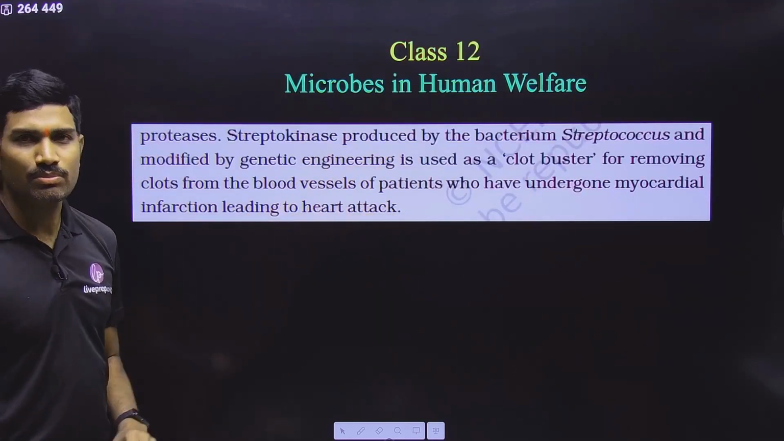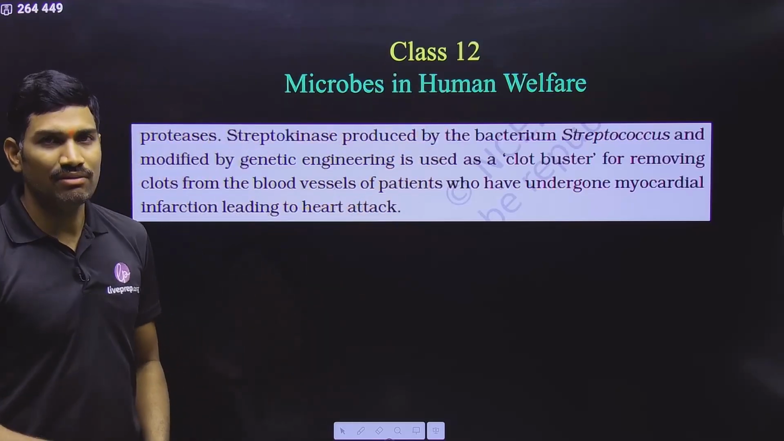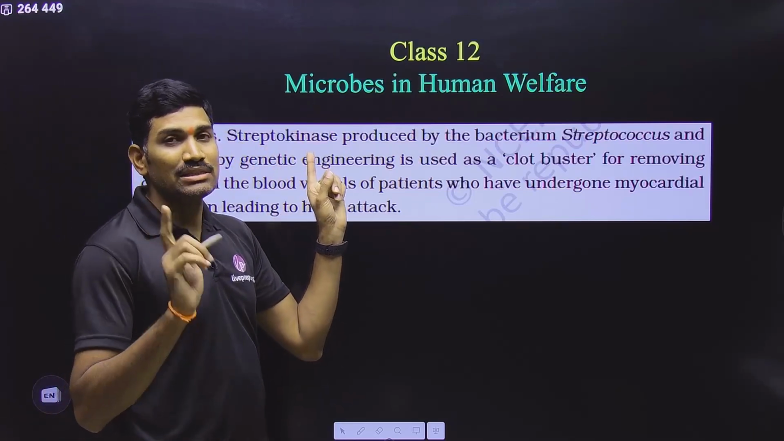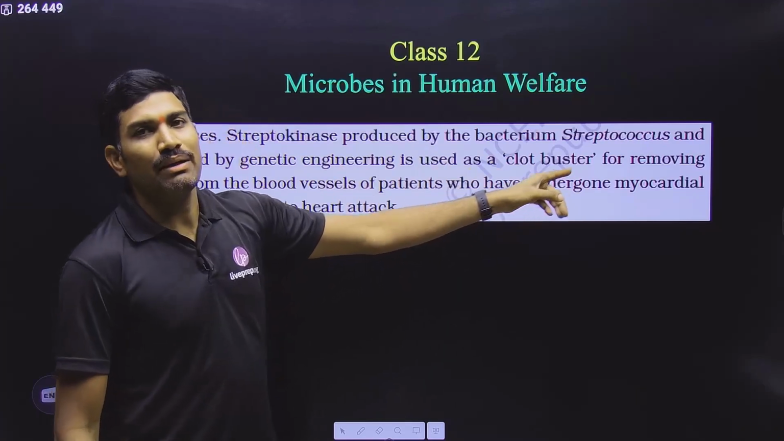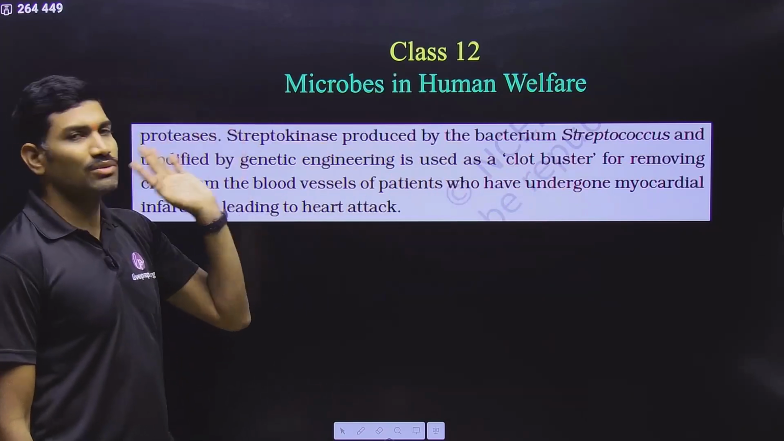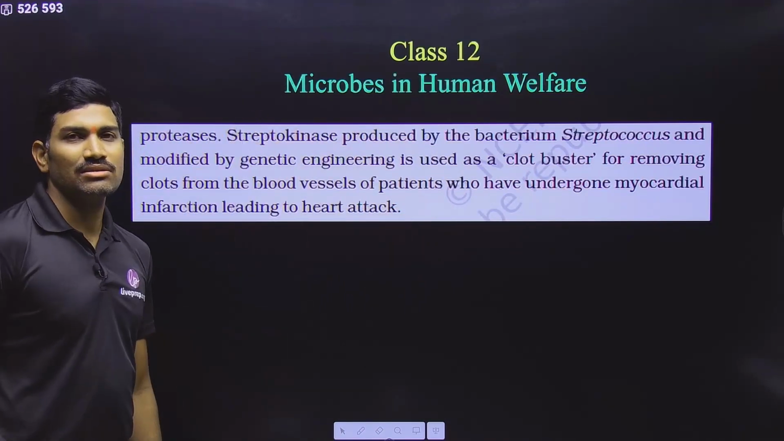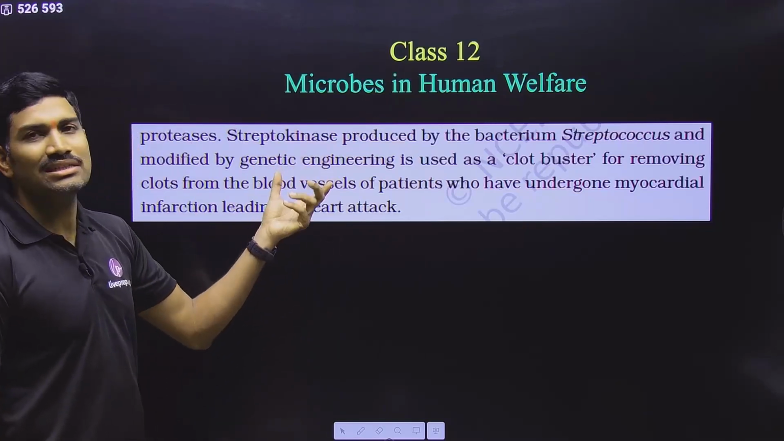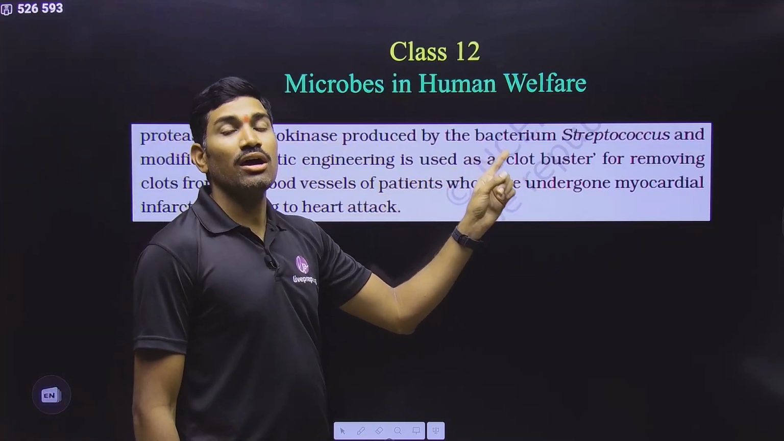Now I am giving you one sentence from class 12, chapter microbes in human welfare. Streptokinase. Please remember these things. This is also from NCERT. Streptokinase is produced by the bacterium Streptococcus, and modified by genetic engineering. Using biotechnology and recombinant DNA technology, we slightly change this so that streptokinase is used as a clot buster.